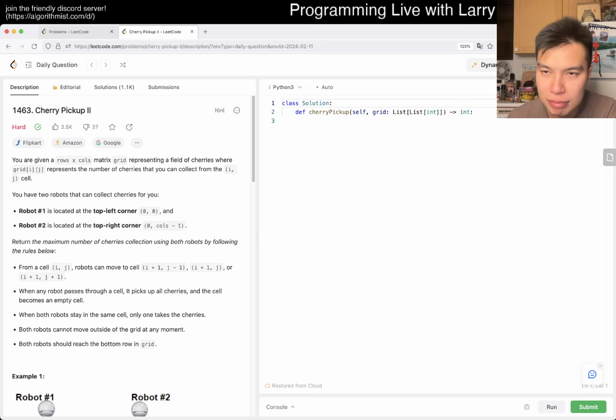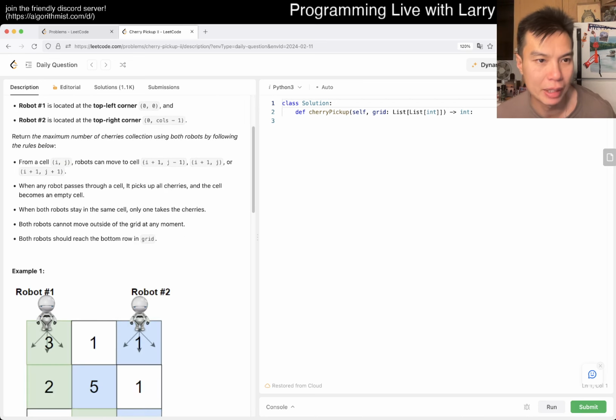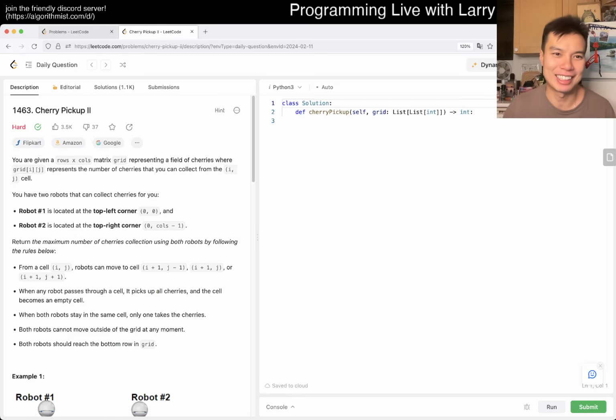Let's take a look at today's problem. Today's problem is 1463, Cherry Pickup 2. I remember this one actually, and not for a good reason.